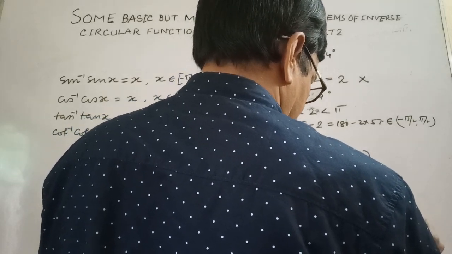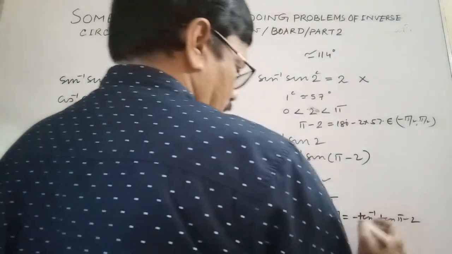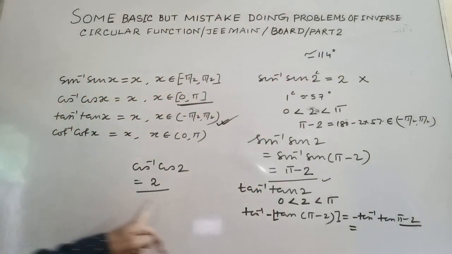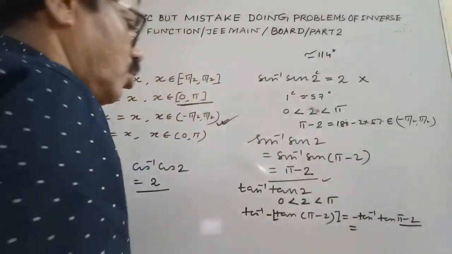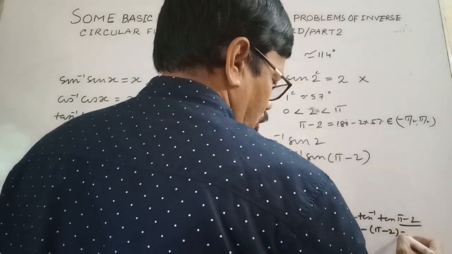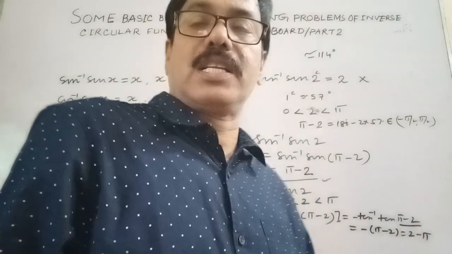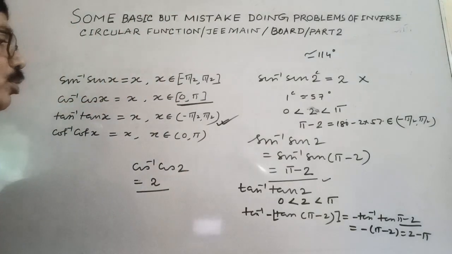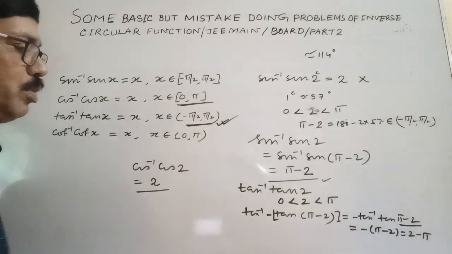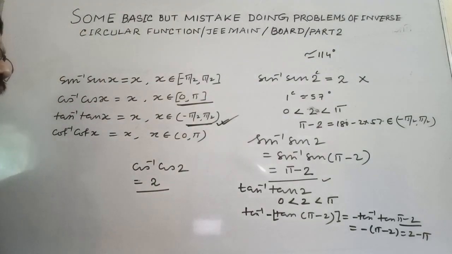Tan inverse tan of pi minus 2. Now, pi minus 2 belongs to the principal value. So we are getting pi minus 2. So 2 minus pi, 2 minus pi is negative. But look, its principal value lies between minus pi by 2 to plus pi by 2. So you need a basic idea of trigonometry.